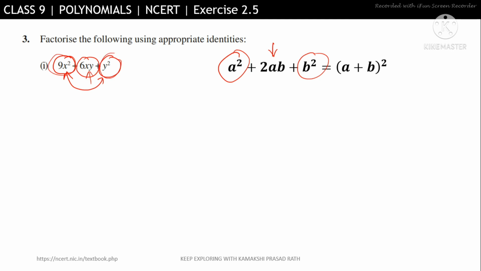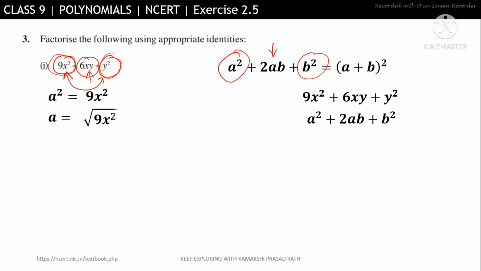So here, let us compare our question with our identity. So a squared plus 2ab plus b squared and 9x squared plus 6xy plus y squared. If we compare, we can say a squared is 9x squared. So a will be root over of 9x squared, opposite function of square, and root over of 9x squared is nothing but 3x.